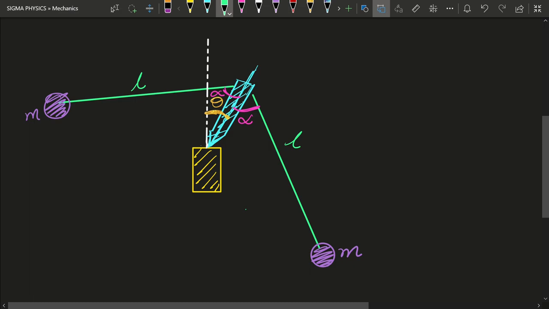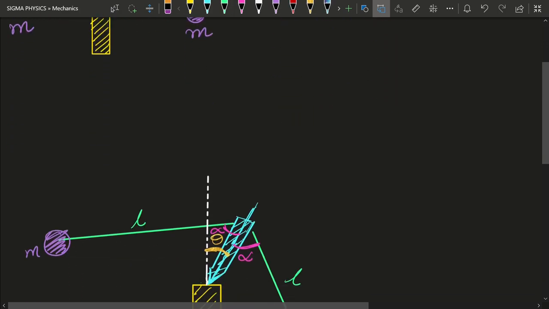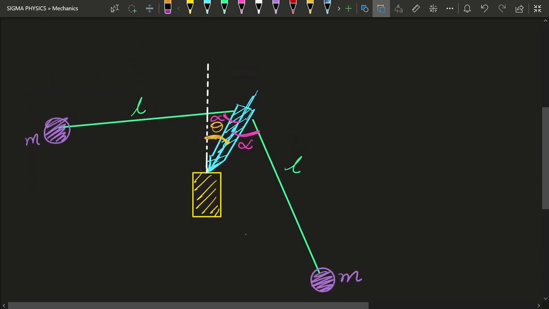So let us quickly find the potential and kinetic energies of the spherical bodies. I'm going to find just the potential energy and only the kinetic energy of the spherical bodies, because of the assumption I made that the mass of the peg and the mass of the rods is very much smaller than the mass of the spherical bodies. Since kinetic energy and potential energy depend upon mass, I can neglect the kinetic and potential energy of the rods and the peg. If mass can be neglected, both gravitational potential energy and kinetic energy of the peg and the rods can also be neglected.